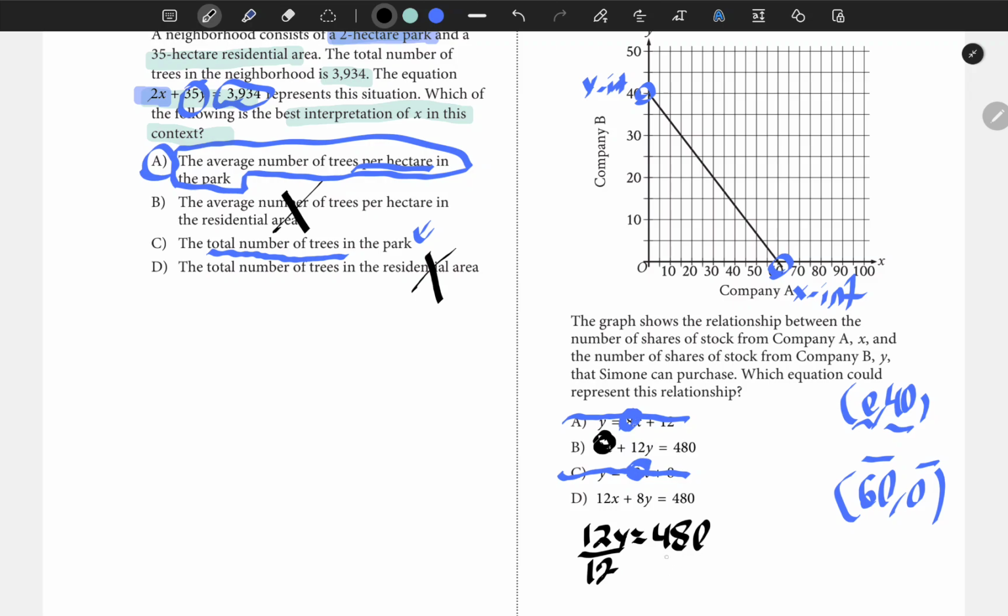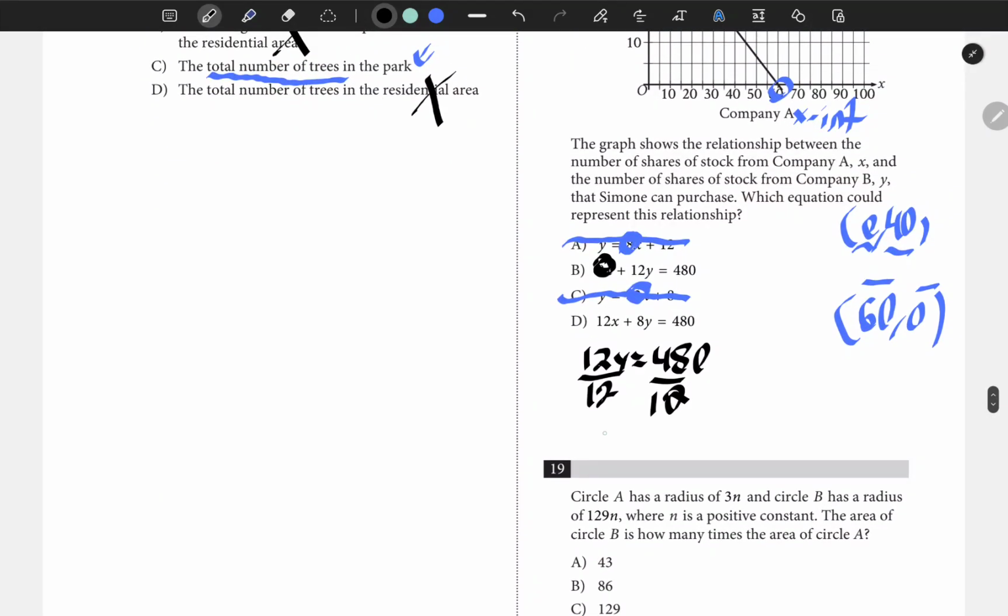We divide by 12. Divide by 12. And guess what we're going to get? y is equal to 40.